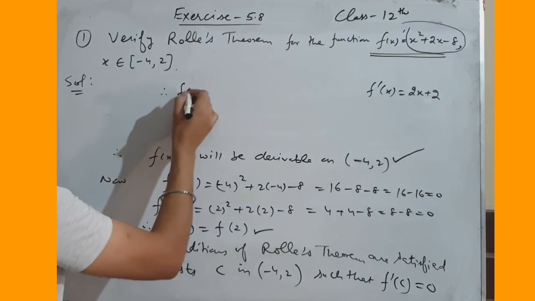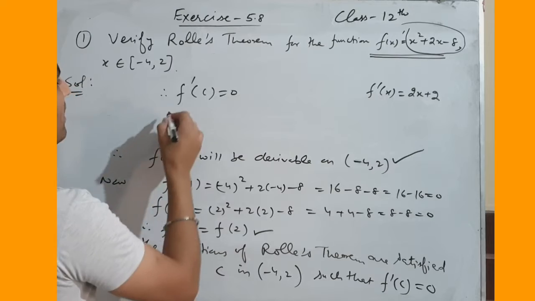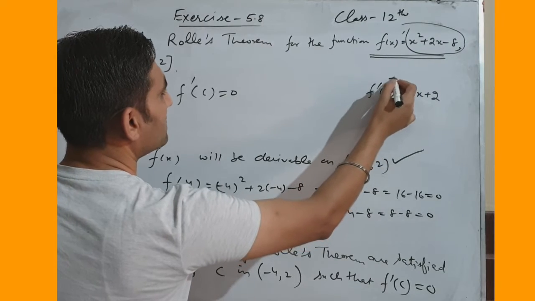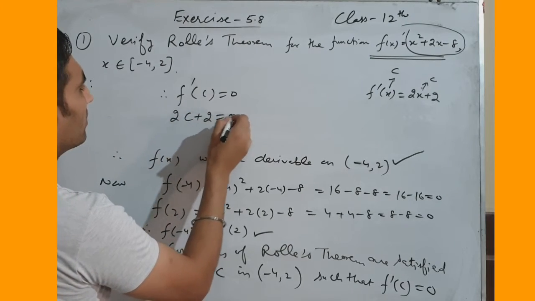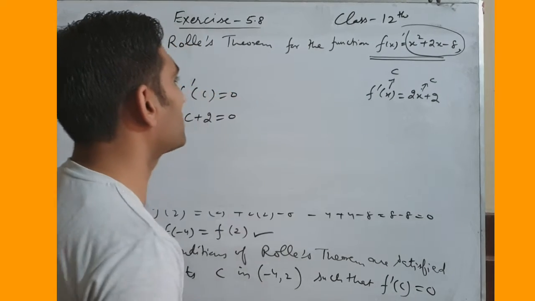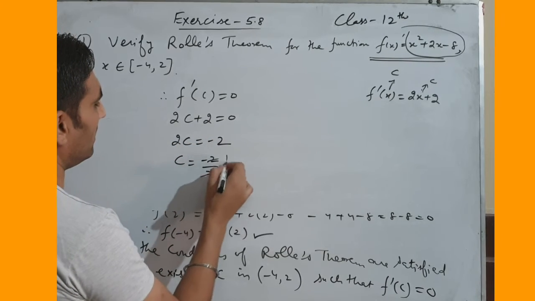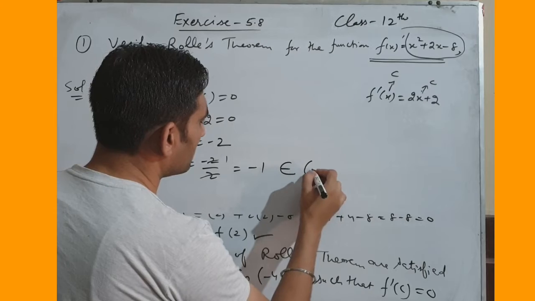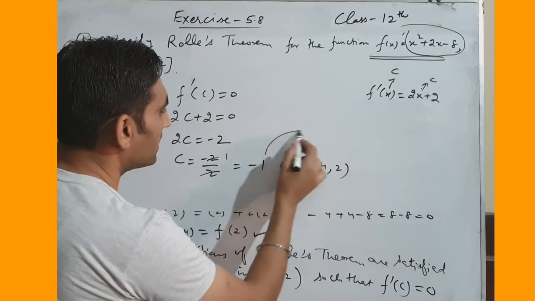So we will write now c in place of x, because we have to write f dash c equal to 0. So what is the derivative? 2x plus 2. When you replace it by c, you have to replace x by c also. So you have 2c plus 2 equal to 0. Solve it for c and check whether c belongs to the open interval (-4, 2) or not. So 2c equals minus 2, c equals minus 2 over 2, or lastly its answer is minus 1. Is it a member of the given open interval (-4, 2)? Yes, it lies in this interval.